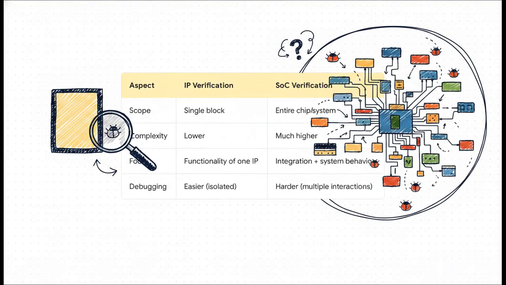Now, what's so telling about this is how clearly it lays out the trade-offs. IP verification is focused, it's deep, you work on one block, and when there's a problem, debugging is relatively isolated. SOC, on the other hand, is broad and way more complex. You're looking at the whole system, where a single bug could be caused by 10 different things all interacting in some weird way. The scope just isn't on the same planet.